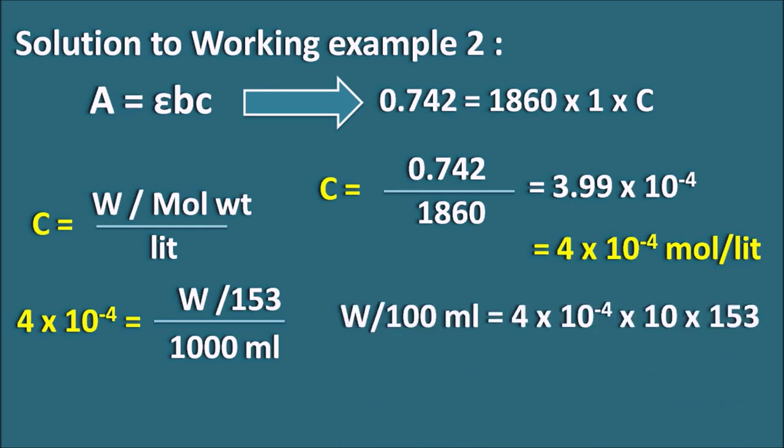Now weight by 100 ml is equal to, because 1000 ml can be written as 100 into 10, so 10 will come here. So 4 into 10 to the minus 4 into 10 into 153. On calculation we will get it as 0.612 grams. Now the sample is having 0.612 grams of the drug per each 100 ml of the solution.